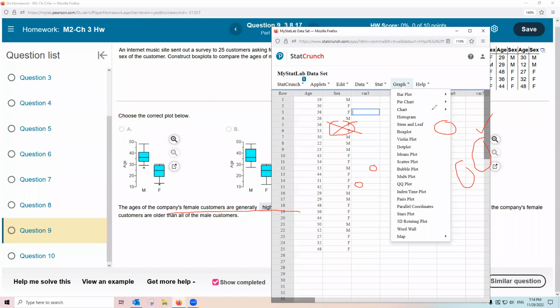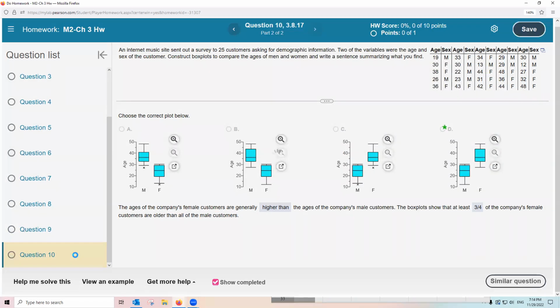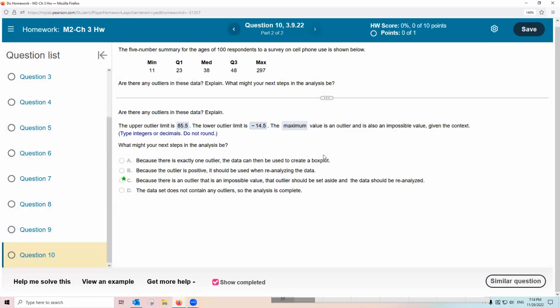All right, let me do one more. Let's go to number 10. All right, so number 10 says we have the ages of 100 people for a survey. And here, the minimum age was 11. The maximum age was 297. Something doesn't sound right about that. And they say, are there any outliers in this data?